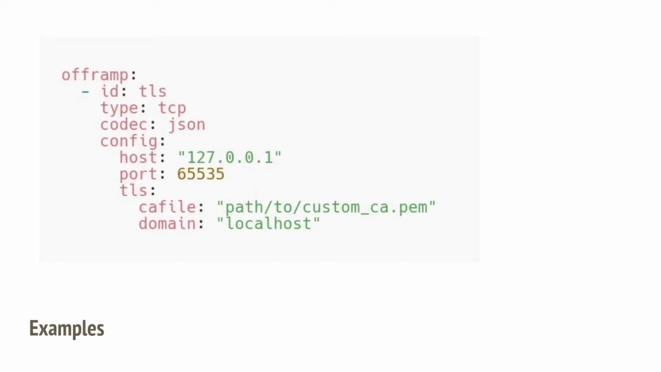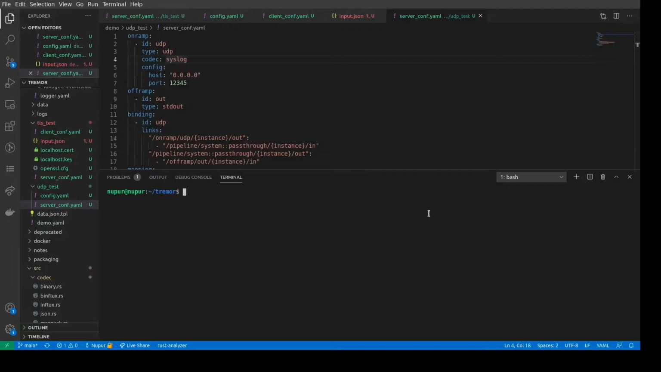Hey, so I'm going to give a little demo of Tremor sending and receiving messages through UDP and TLS. I'll begin with UDP and then I'll give the TLS walkthrough. For UDP, we'll first need to set up a UDP server through Tremor. So here's a config for the same. We define the ID and type as UDP, the codec as syslog, and this server will listen on localhost port 12345. So let's start this server.